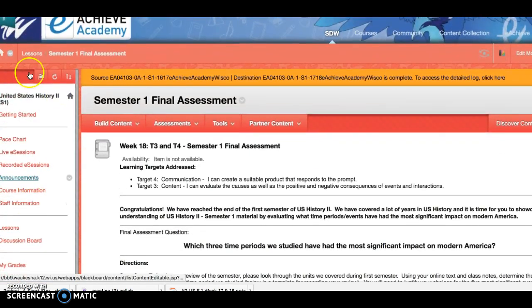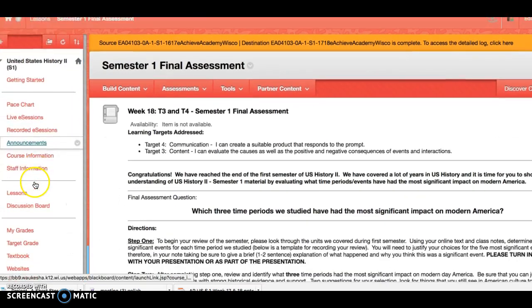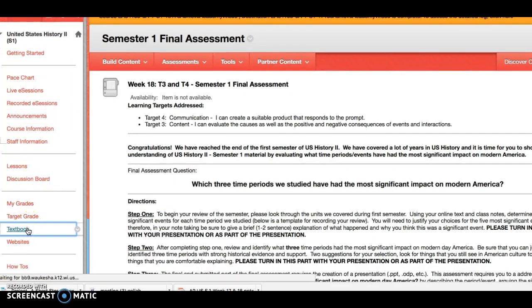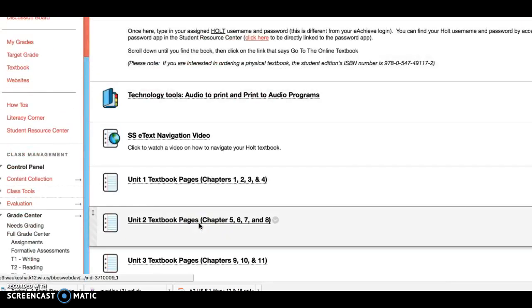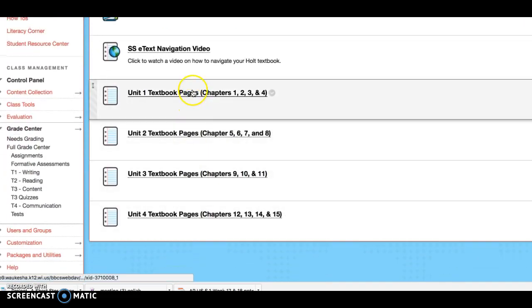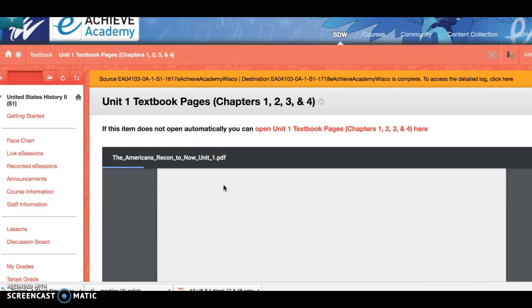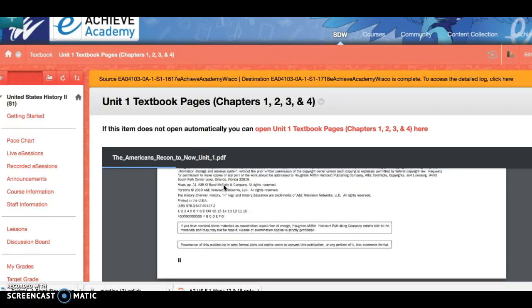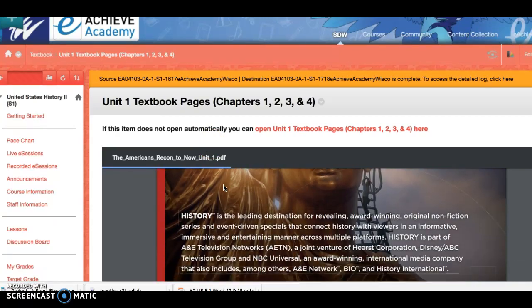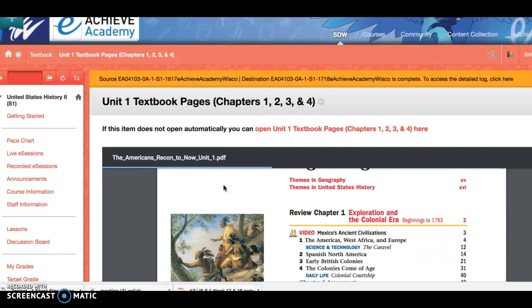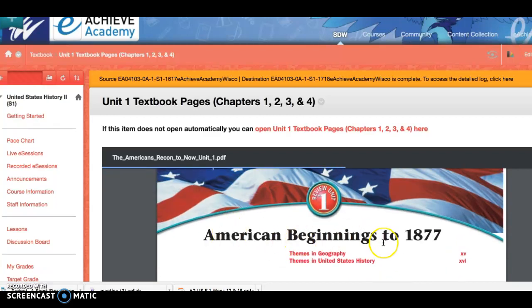If you go to your textbook, it does lay out the dates for you. Some of you I know still haven't realized this, but if you keep scrolling down, I have PDFs of the textbook too. So for Unit 1, if you look at what Unit 1 covers, if you scroll down, it tells you the years for New Beginnings. So America's Beginnings to 1877. So if you choose that time period, you're going to explain what happened during that time period and what was a significant event that still impacts us today.